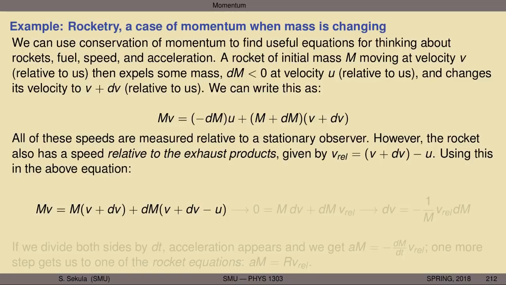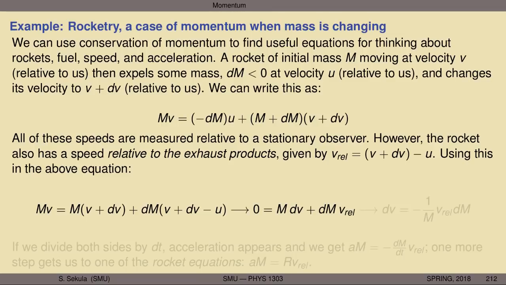That's us. But the rocket has a speed relative to its own exhaust products. And that's given by the relative velocity of the rocket to its exhaust products, which is V plus dV minus u. So using this information in the above equation, we can substitute in and rearrange. If we move terms around, we get MV equals MV plus dV plus dm times (V plus dV minus u). And V plus dV minus u is exactly the velocity of the rocket relative to its exhaust products.